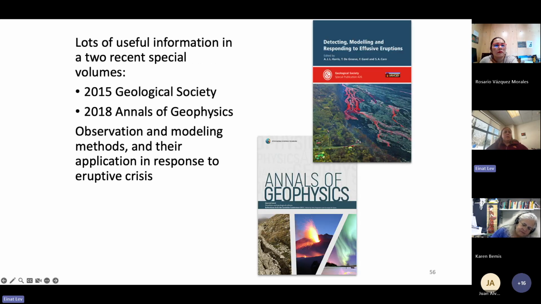Then there is a ton more information about lava flows on these special volumes. Geological Society of London looks at detecting, modeling, and responding to effusive eruptions. Then there's Annals of Geophysics, observation and modeling of lava flows.